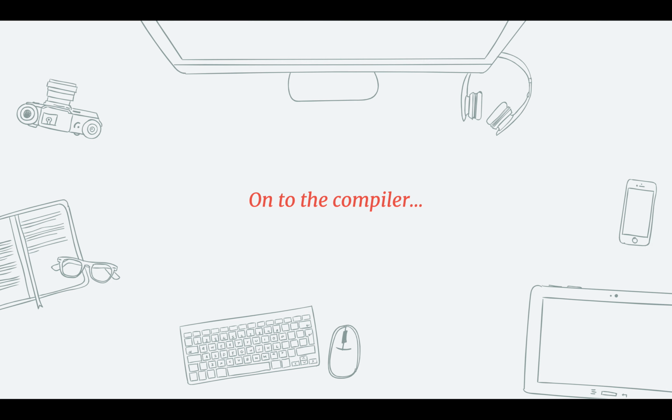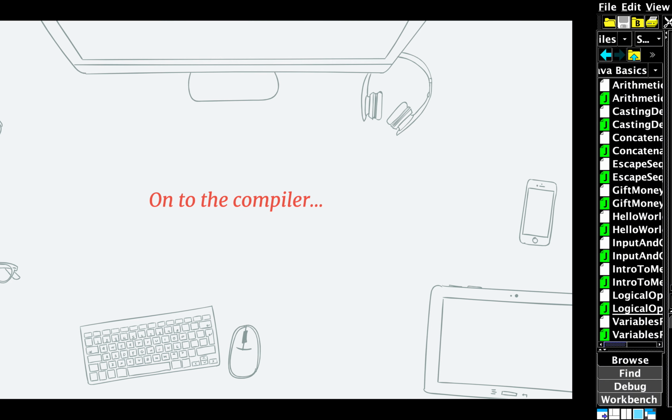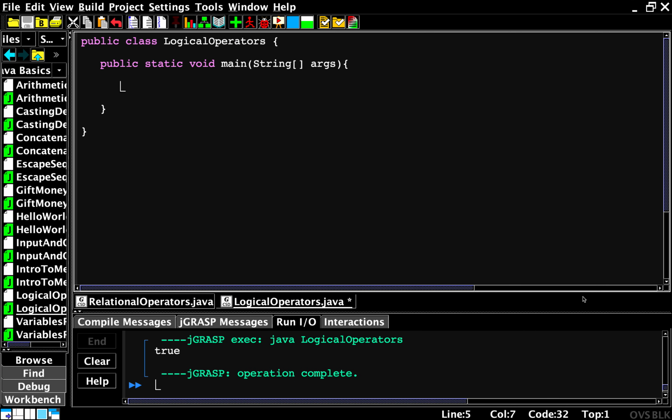So let's go onto the compiler and test out all these operators. Alrighty, so we're in the compiler, and let's try out the AND operator first. So we have Boolean x is equal to 4 is less than 5. I wrote 44 instead of 4 less than 5. And we gotta find the AND. 3 is less than or equal to 4.